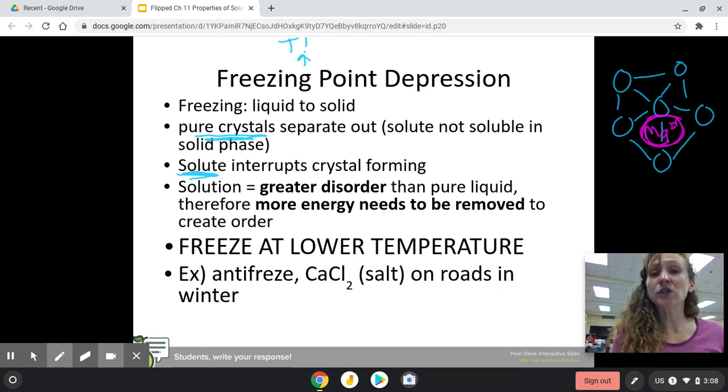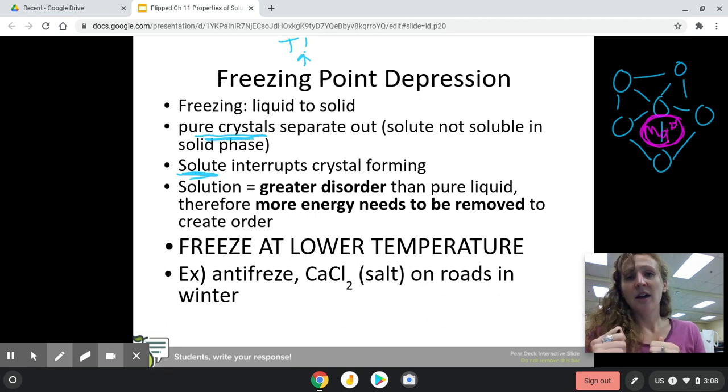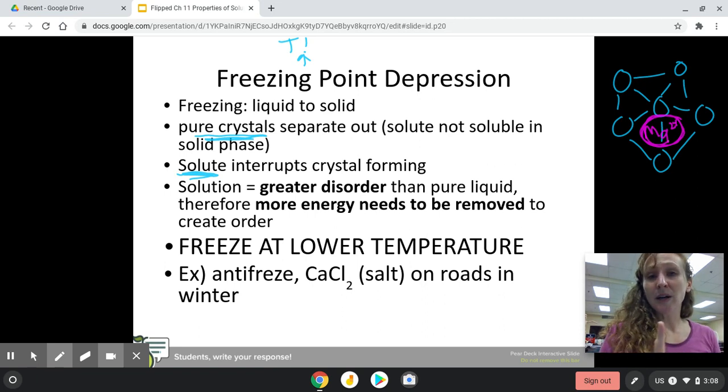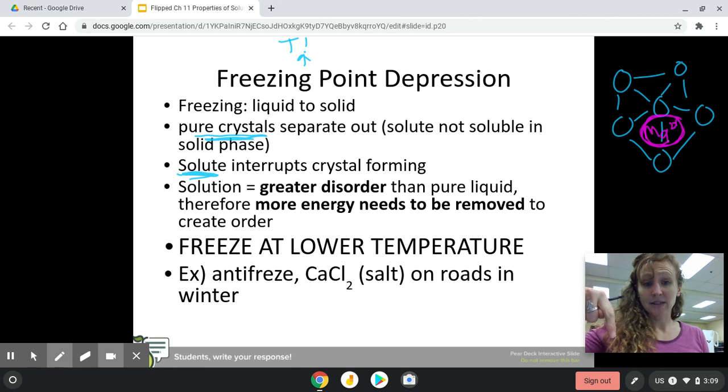So the solute interrupts that crystal forming and prevents freezing from occurring. It prevents that solid from forming. That solid won't actually form at the freezing point. You have to remove additional energy. It has to be at a lower temperature for those molecules to lock into place with each other. So boiling point gets elevated, freezing point gets depressed.